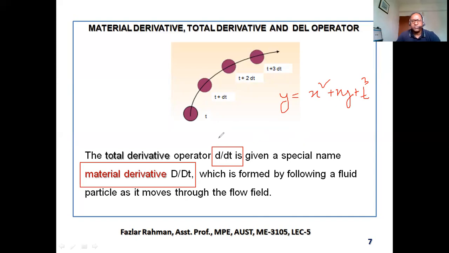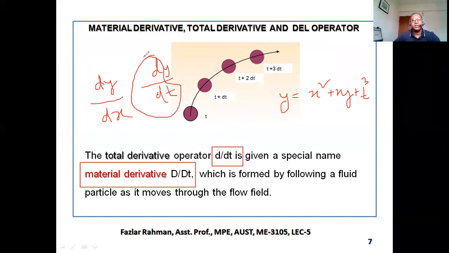How can you take the derivative? You can make dy by dx, right? You can also figure out dy by dt. So right over here, this derivative dy by dt is sometimes called the material derivative. Big D by Dt is expressed this way. Okay, just remember, big D by Dt is called the material derivative. It is the same as small d by dt.